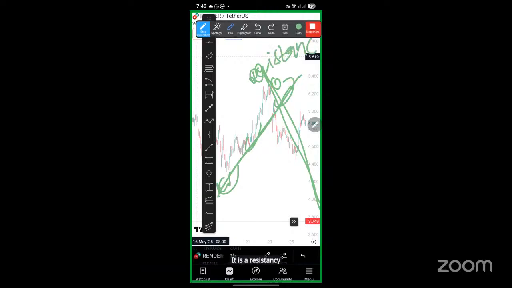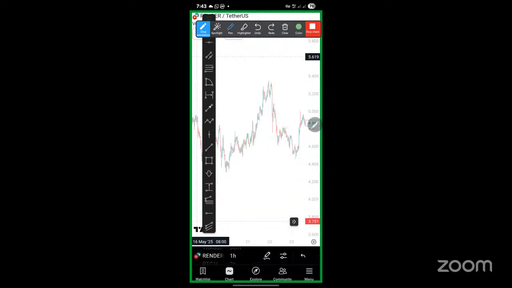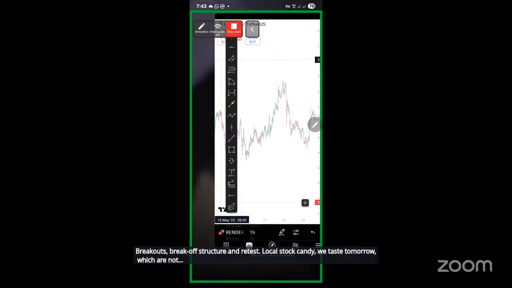Tomorrow we are going to see breakouts, break of structure and retest. Break of structure and retest tomorrow. We are not combining the two things together.